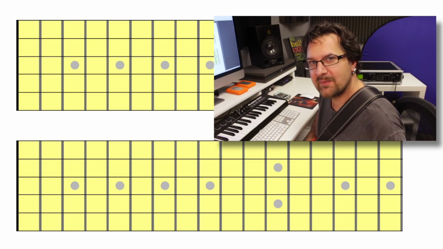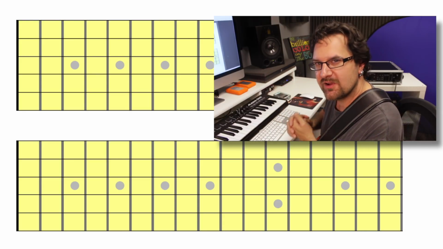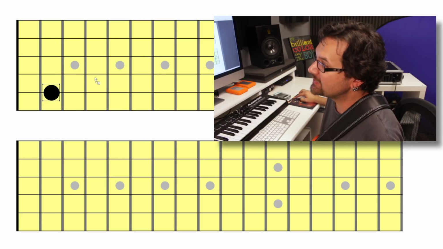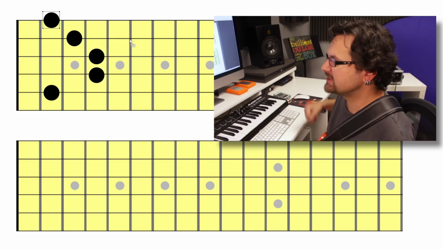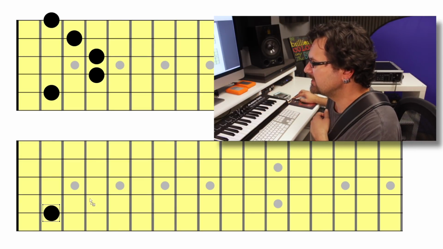Here we are in Neck Diagrams. Bear with me till the end, it's going to make sense. I've got two empty charts here. On the top chart, I'm going to write down the chord shape that I'm going to use for that first chord, which is a B minor chord on the backing track. So I've got that, and I'm going to transfer that chord on the lower chart.